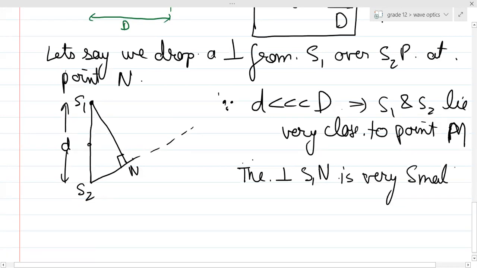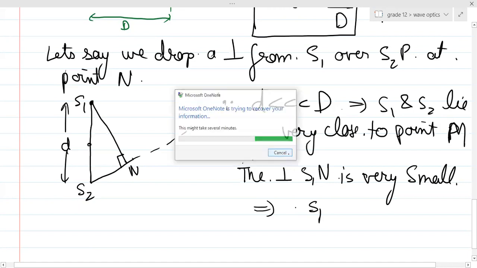If it is very small, then can I say, sir, the distance from S1 to P, I'm not able to write. Okay, one second. My OneNote has crashed. Just give me 2 minutes.